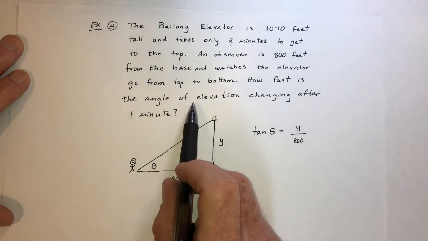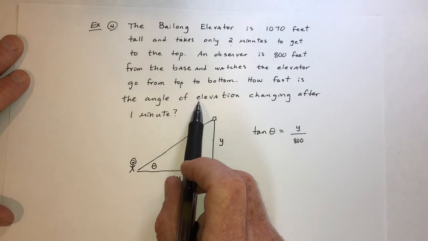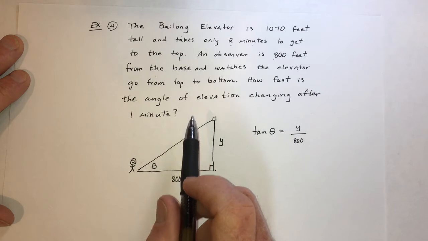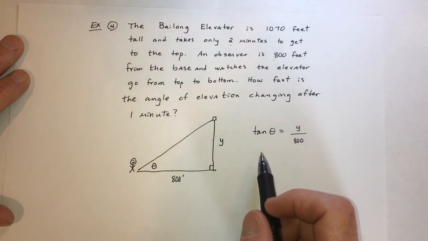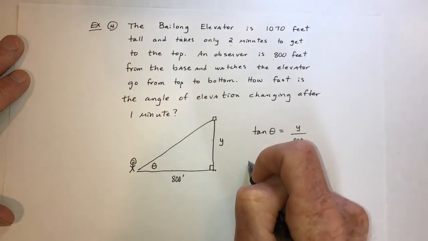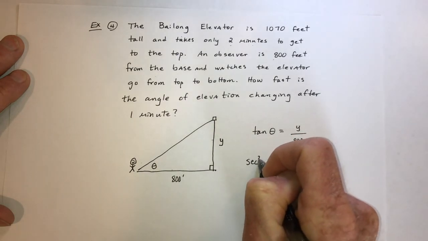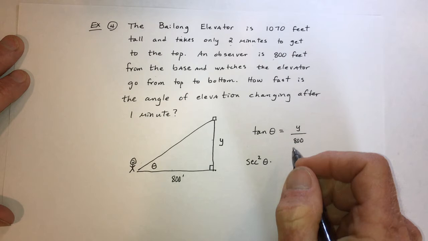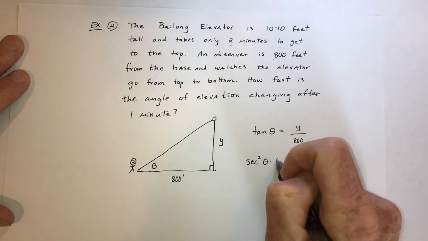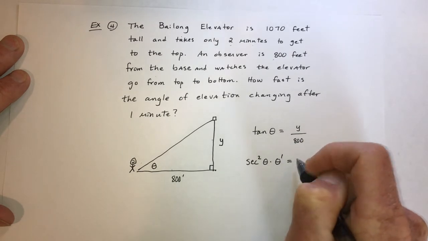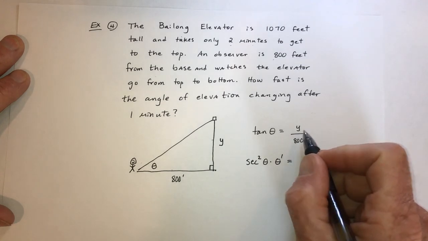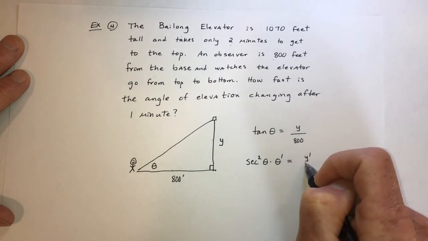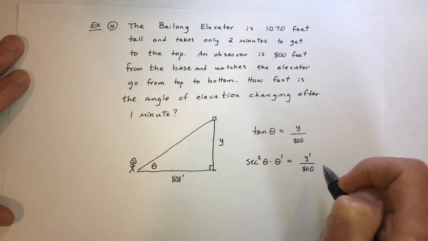How fast is the angle changing? So that means we're looking for the derivative of theta. And that means we should go ahead and take the derivative. So the derivative of tangent is secant squared theta, and then the chain rule, take the derivative of theta. And then y is going to be, well, I need to take the derivative of that. So it's going to be y prime over 800.